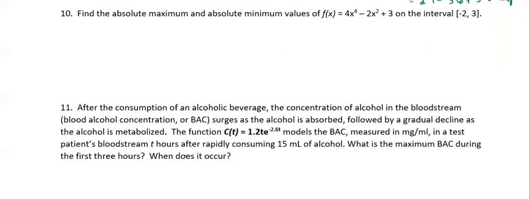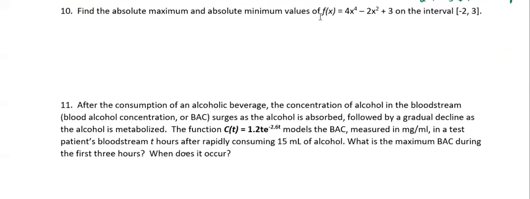Find the absolute maximum and absolute minimum values of f of x equals 4x to the fourth minus 2x squared plus 3, on the interval, here's our x's, -2 to 3. Okay, let's try this one. So the first thing that we need is our derivative. So f prime of x is going to be 16x to the third minus 4x, because the derivative of 3 is 0.